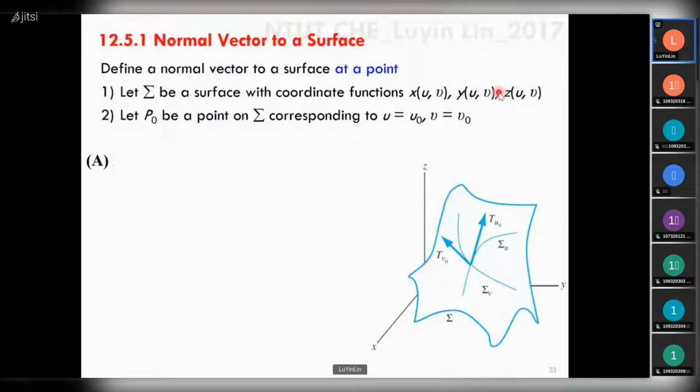Okay, so the next topic is to find a normal vector to a surface. This part is a little difficult, so if you cannot understand, you can ask me when we go back to school, okay? The normal vector to a surface. Let's see how to create a normal vector to a surface.